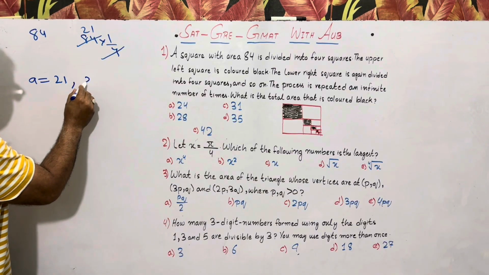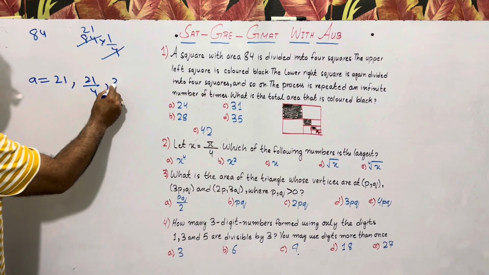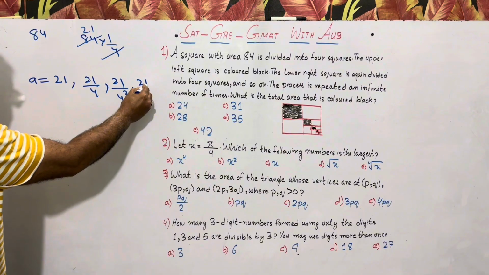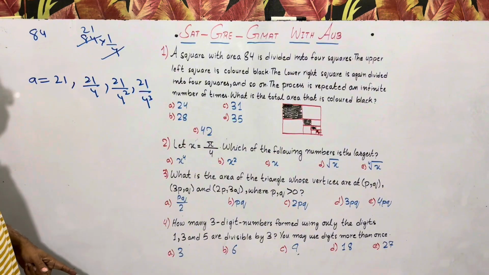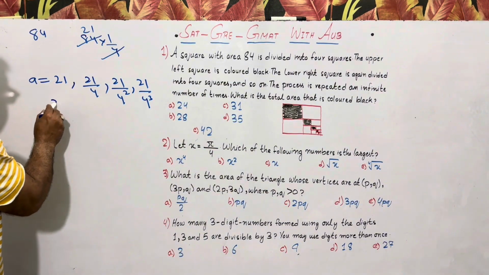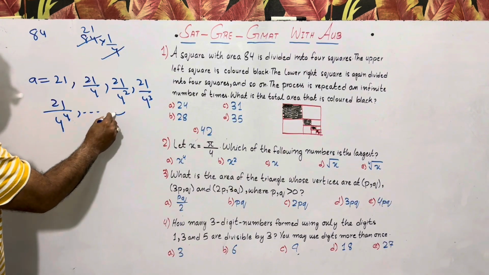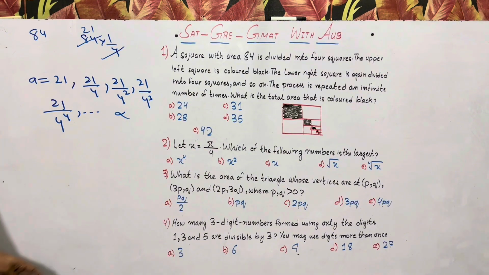Second one will be 21 upon 4. Another time it will become 21 upon 4 square. Another time 21 upon 4 cube, by continuously multiplying by 1/4. Again 21 divided by 4 raised to the 4, and so on and so on. We have to find their sum.